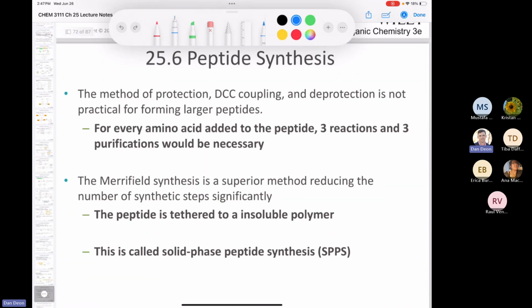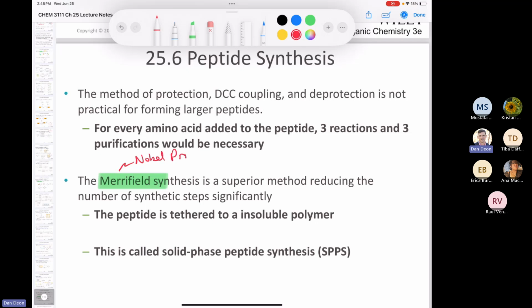And so Merrifield came up with a superior method for reducing the number of steps significantly. And what he did is he actually took the peptide that you're synthesizing, and you tie it or tether it to an insoluble polymer. So, I mean, it's not soluble. It just stays on these little tiny beads. And that's called solid phase synthesis, or solid phase peptide synthesis, SPPS. And like I told you, he won a Nobel Prize for doing this. So it's a big deal, okay, to be able to do the synthesis of these huge peptides.